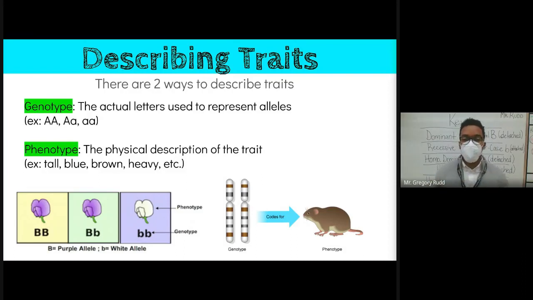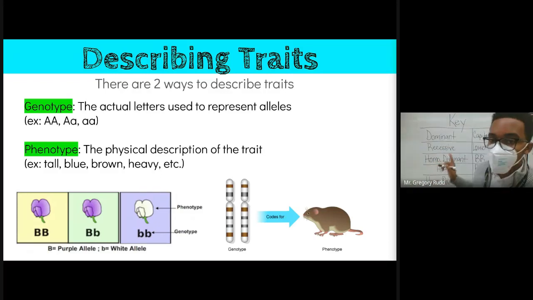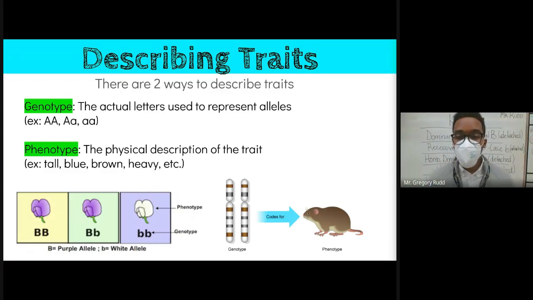The other way that we can describe traits is by describing the phenotype. The phenotype is the physical description of the trait. So that might be tall, it could be blue, it could be brown, it could be heavy, or in our example, the phenotypes we were talking about were detached earlobes or attached earlobes. That's a physical characteristic. We're describing the physical characteristic of the trait.